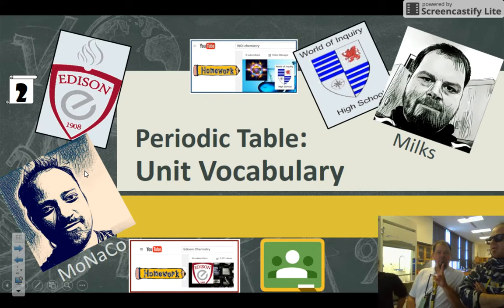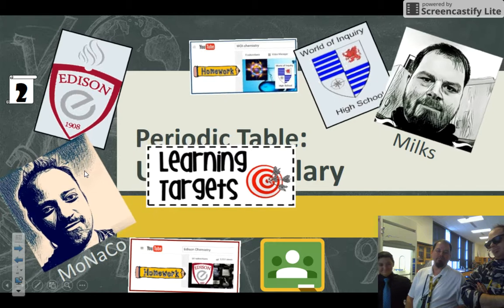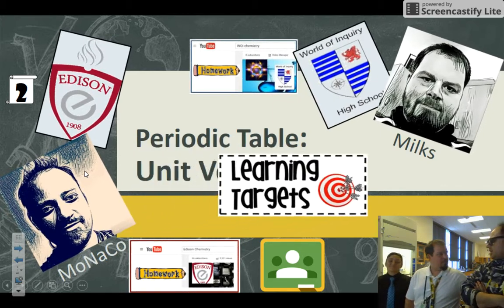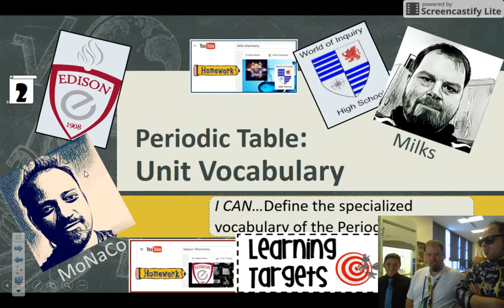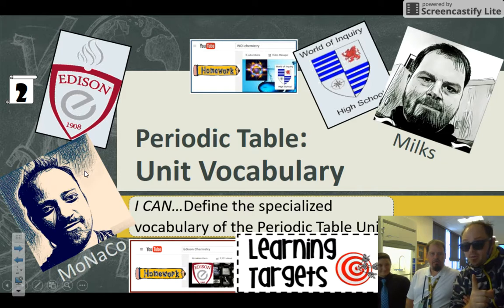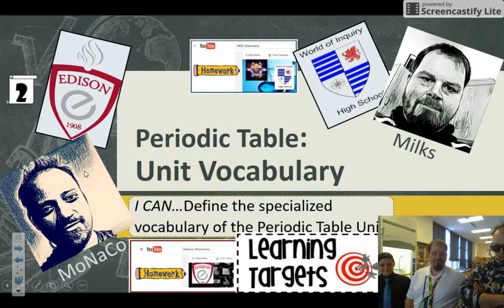Unit vocabulario, learning target number two. I will understand the specialized vocabulary of the atomic periodic table unit and be able to take my quiz.